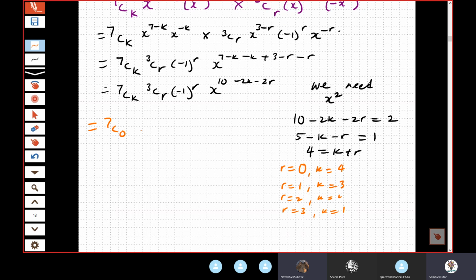So do you have to sub it for each individual case, yeah? Yeah, so set it like this. 7 choose K, 3 choose R, negative 1 to the power of 0. Plus, because you're adding your coefficients, right? If this plus this plus this. 7 choose K, 3 choose 1, negative 1 to the power of 1, plus 7 choose 2, 3 choose 2, negative 1 squared, plus 7 choose 3, no, 7 choose 1, 3 choose 3, negative 1 cubed, and you are done.